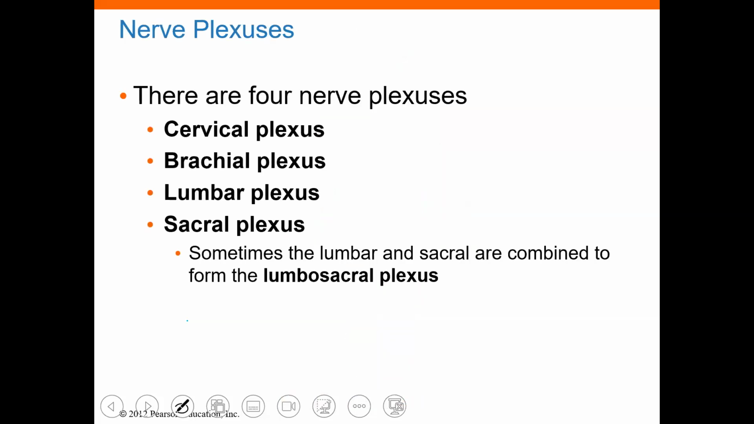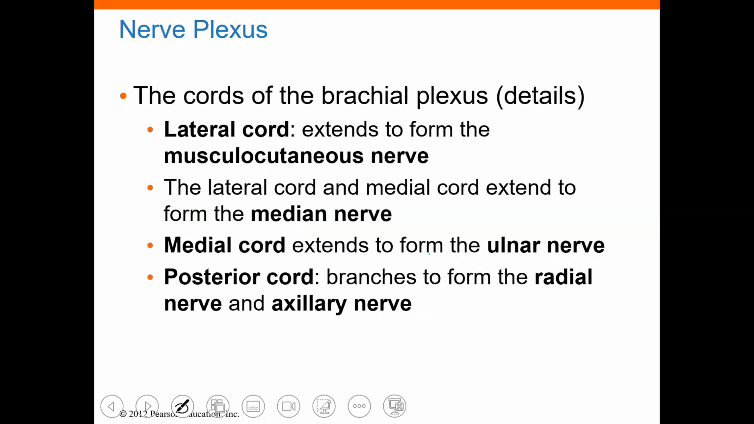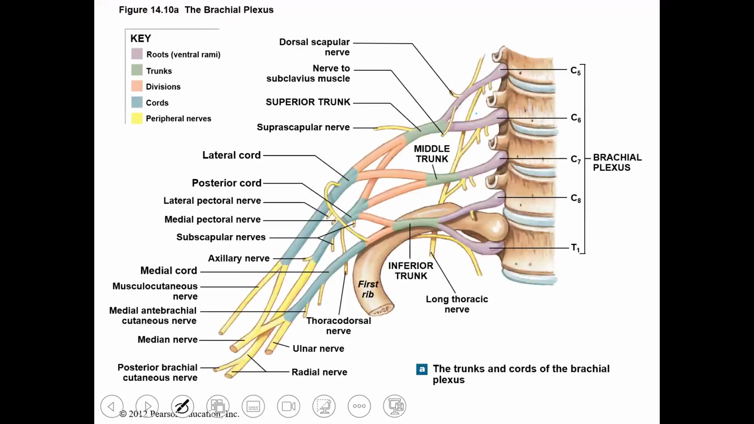So we have these plexi or plexuses, or plexus would be the singular, and we have a neck one, an arm one, a low back, and a sacral one. And sometimes we call it the lumbosacral. So we'll call it the lumbosacral here. So for example, here's the brachial plexus. And we're going to talk about these. I know it's a lot, but I'll take you through it.